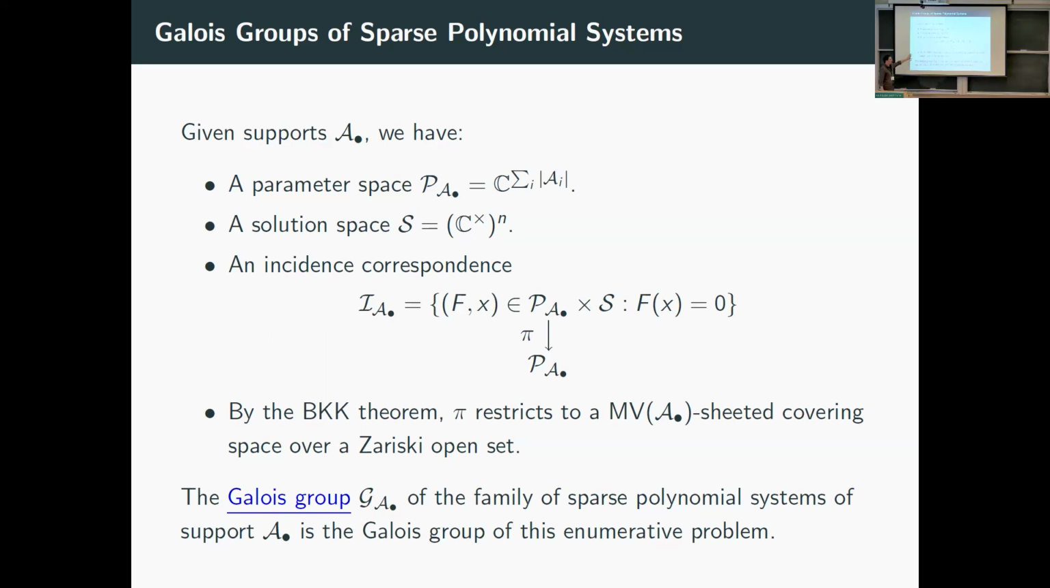And from the BKK theorem, this restricts to a mixed-volume-sheeted covering space over some Zariski open set, so over some dense open path-connected set. And like we said before, if we have an enumerative problem where we have these finitely many zeros, we can define the Galois group, which is just the monodromy group of this map, this projection.